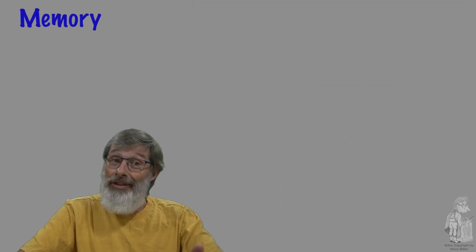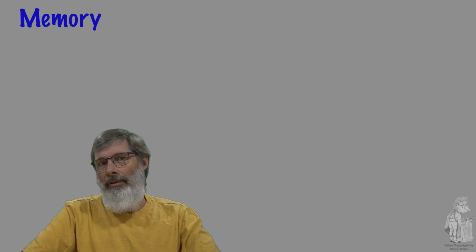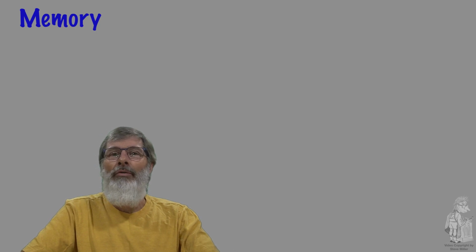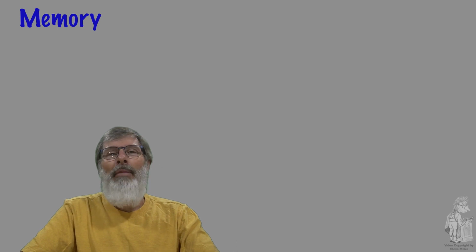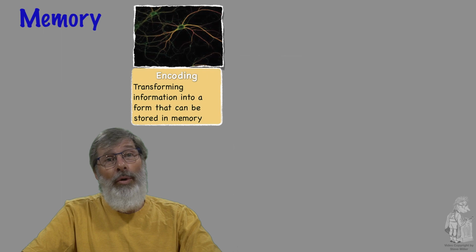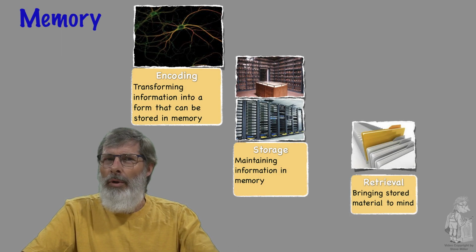Psychologists and computer scientists speak of processing information. When we perceive information, we must convert it into a form that can be remembered. Memory is a process by which information is encoded, stored, and retrieved. Let's look at those individually.